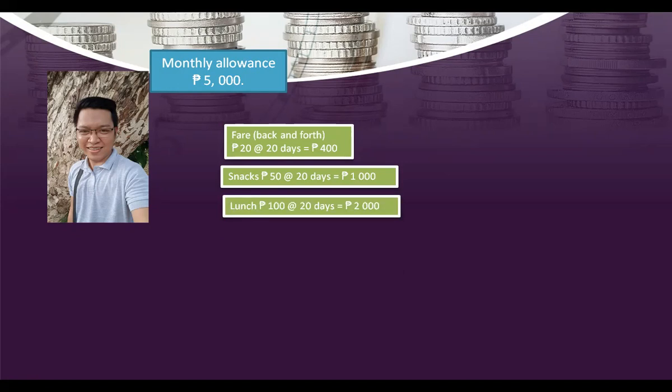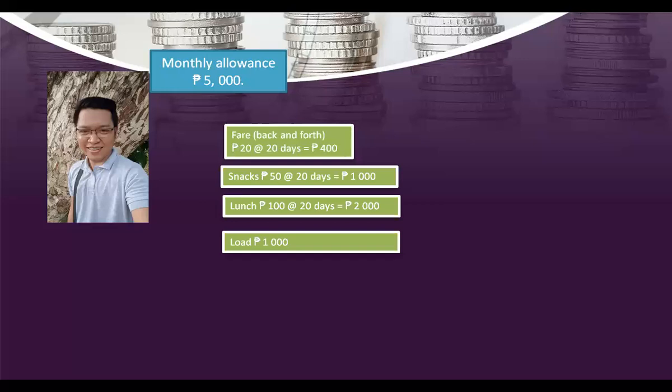What else? Oh, for the load. 1,000 pesos for the load. That's in a month, because Lanvin needs to text his crush, or he needs to have that data so that he can post on social media his whereabouts. So the fare, the snacks, the lunch, and the load, you call them expenses.